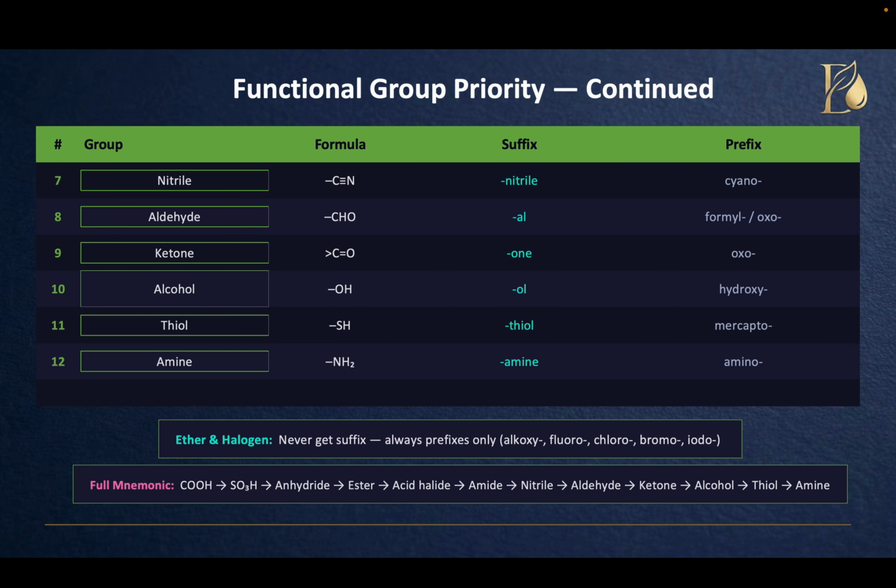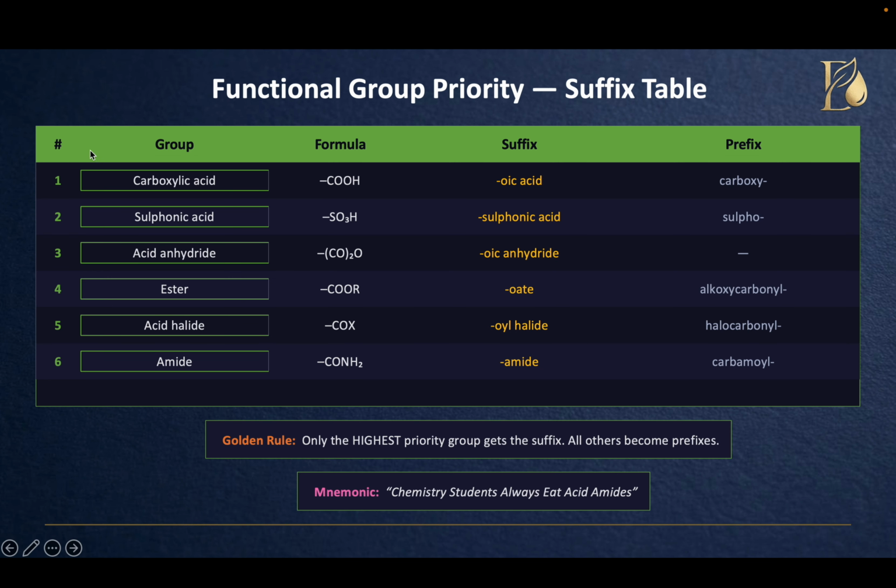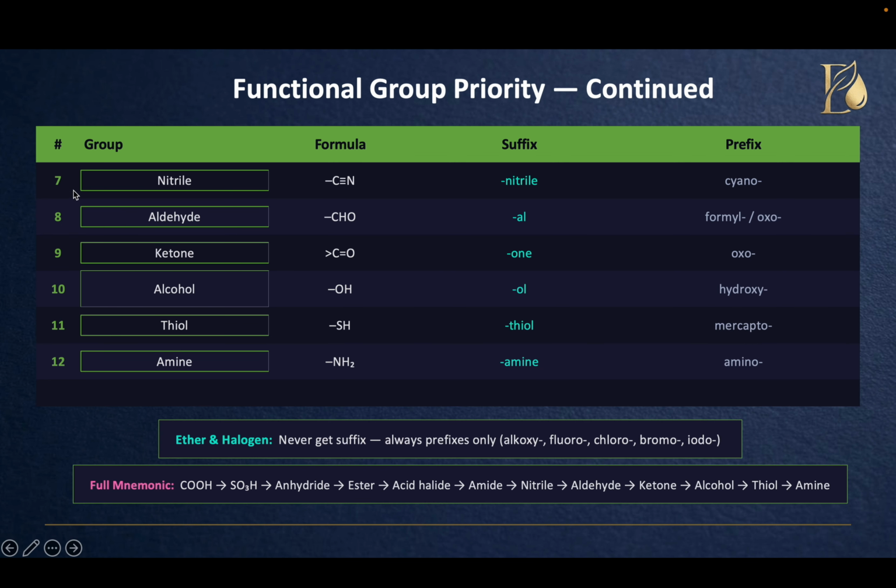Okay. Now there are some other functional groups. We had discussed 6 functional groups in the previous slide. Here we are discussing the other 6 functional groups. Nitriles means the organic compounds which have a carbon triple bond N bond. For such compounds, we will use nitrile as the suffix, and the prefix will be cyano. And for aldehydes, which have the formula CHO, the suffix is al. The compound will end with al. Prefix is formyl or oxo.